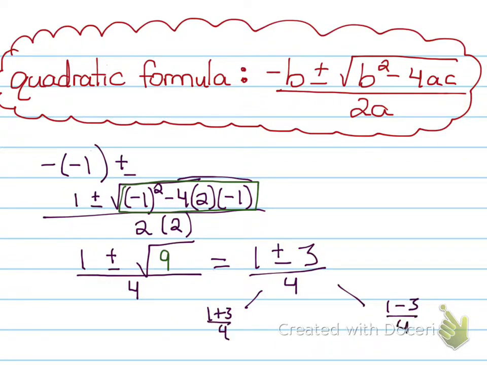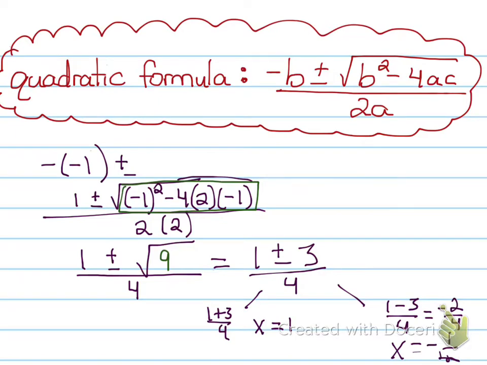Now 1 plus 3 over 4 will give me 4 over 4, which equals 1. So for this one, my root is going to equal 1. And then 1 minus 3, which is -2, over 4, reduces down to -1/2. So therefore, my root will be -1/2.